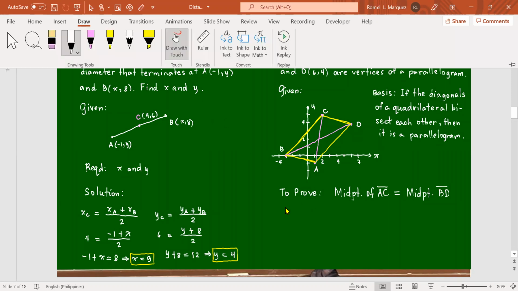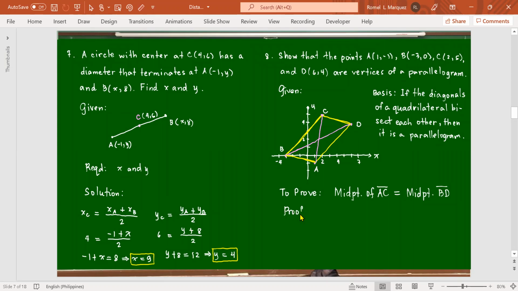We have to compute this, no? Also, the midpoint of BD. For the midpoint, let's call it M, of AC. What are the coordinates? AC, 1 plus 2 all over 2. What about the y coordinate? Negative 1 plus 5 all over 2. Am I correct, guys?